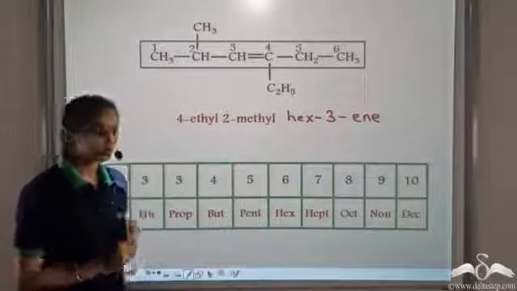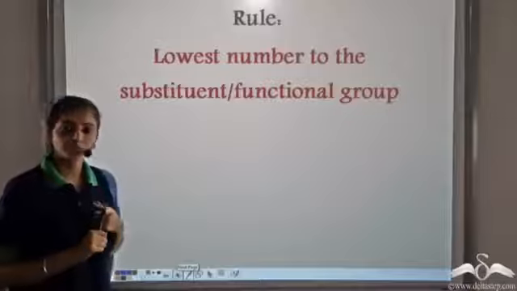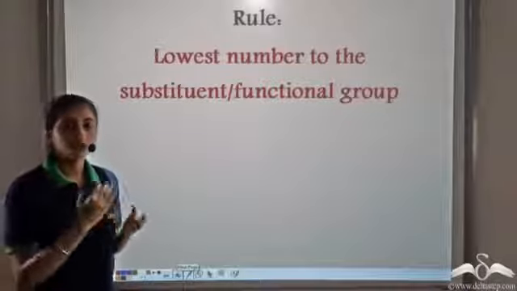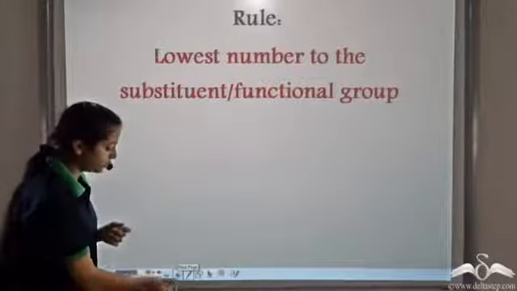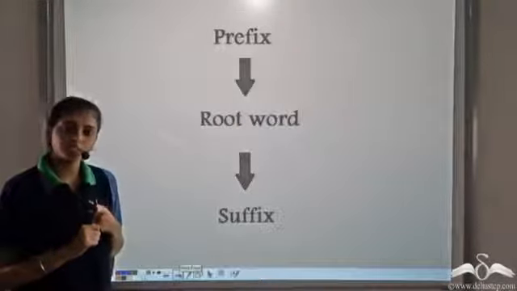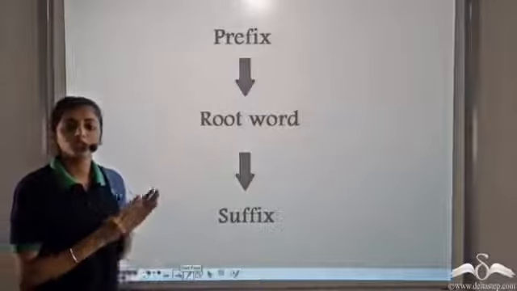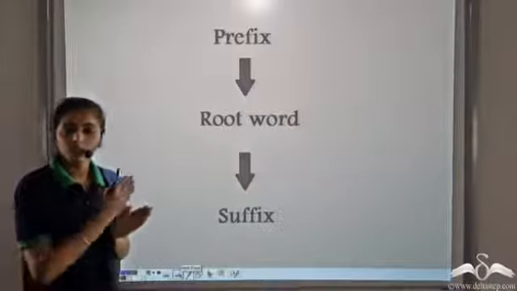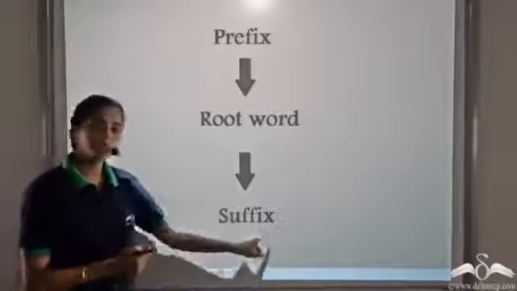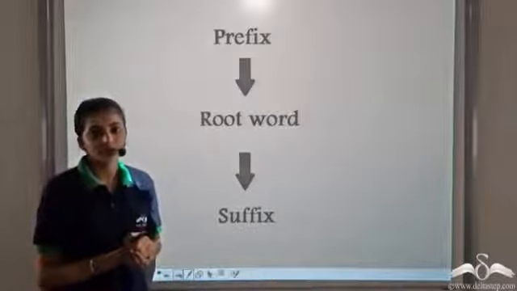So keep in mind the rules. That is, we give the lowest number to the substituent or the functional group. And while naming an organic compound, there are always 3 parts. The first is the prefix, which is given to the substituents. Then we have the word root, which comes from the number of carbon atoms in the longest carbon chain. And then we have the suffix. This comes from the functional group which is present in the given organic compound.